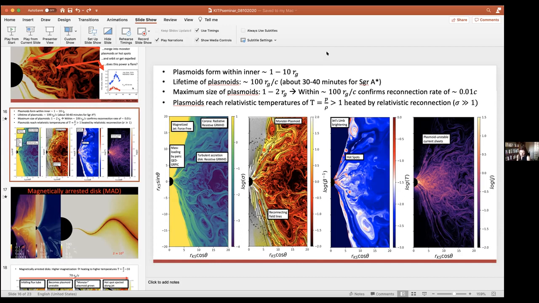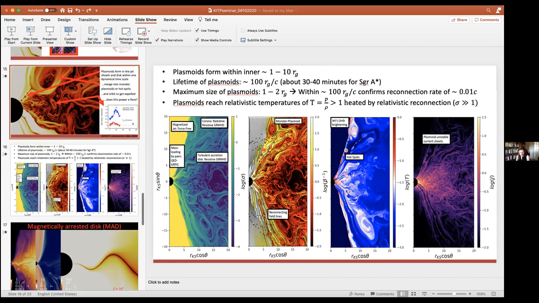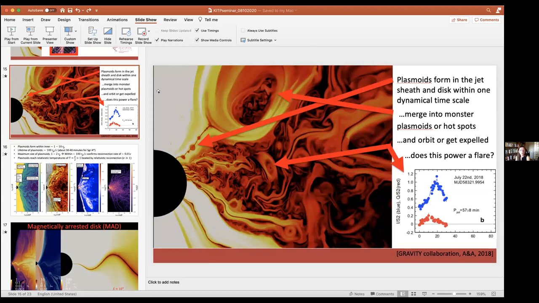Okay, very good. My other question was, at some point you showed a monster plasmoid forming, and you said it gets ejected along the jet. What velocities does that happen at? The reason I'm asking is that in our model that explains the GRAVITY flares, we rely on these monster plasmoids moving along the jets, but we just guess the velocity that resembles the trajectory.